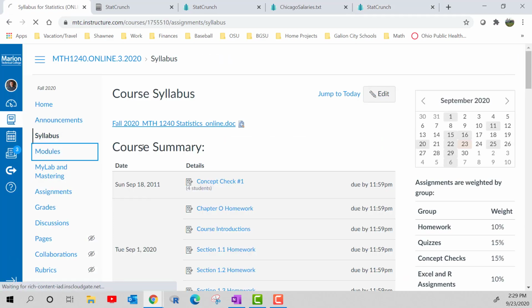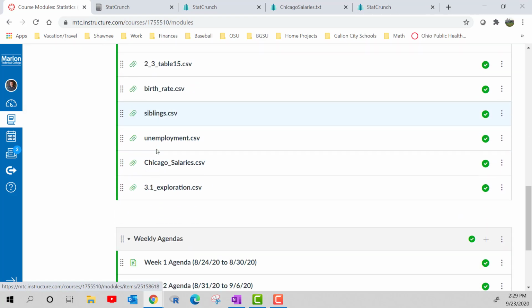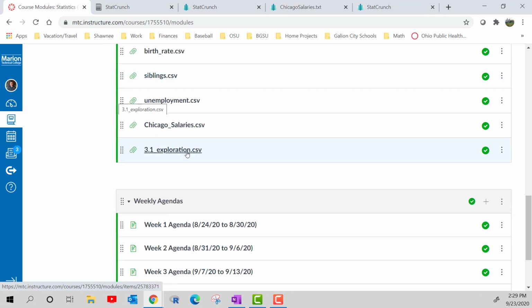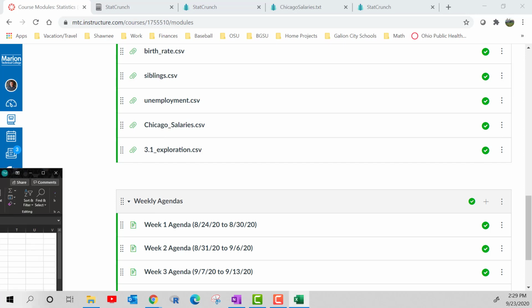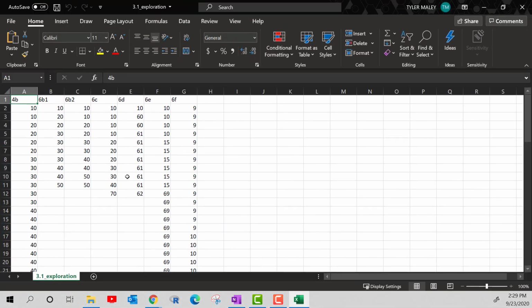So if you go to modules, there's a file called 3.1 underscore exploration, right? If you open that up, I already have that Excel file downloaded on my computer, right? Notice I have these numbered. So this is a data set for 4B, and then 6B1, 6B2, and so forth. These are all data sets we'll use in this exploration activity.